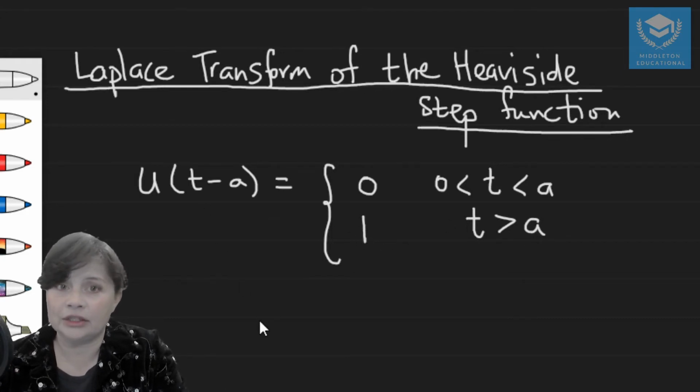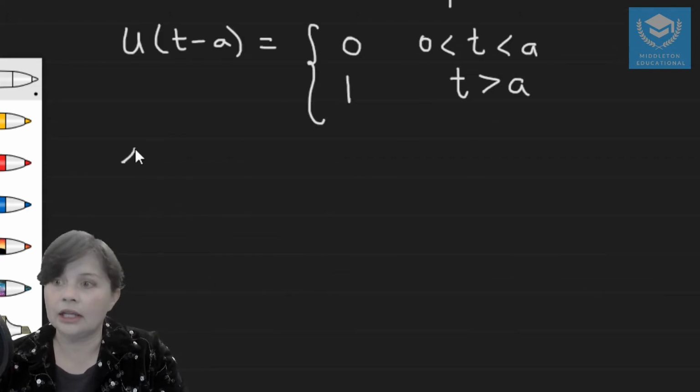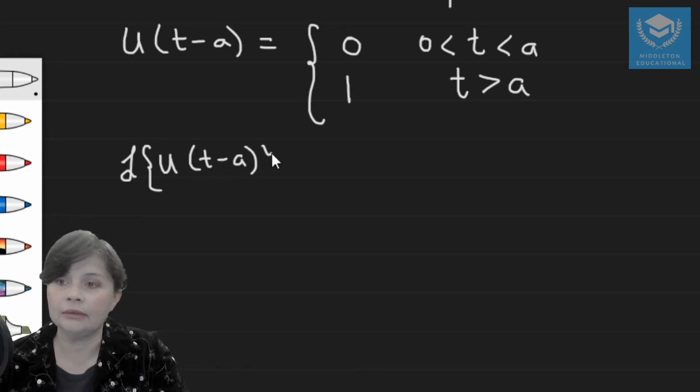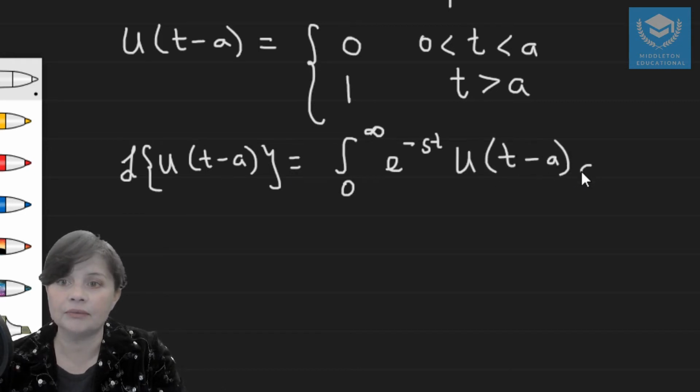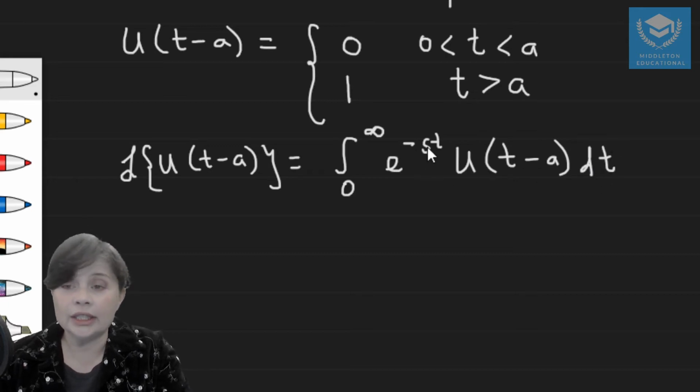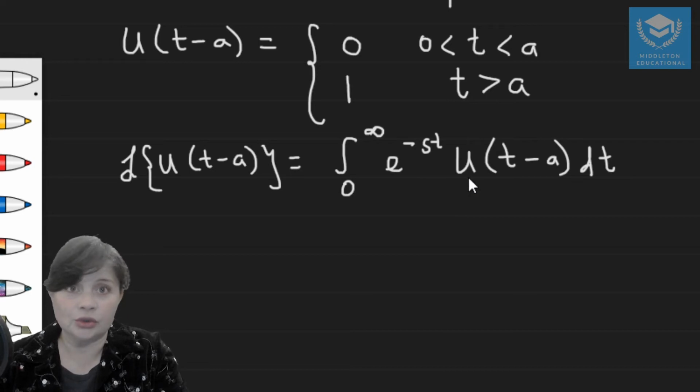So how do we find the Laplace transform of this? We take the Laplace transform of u of t minus a, and we use the definition of the Laplace transform, and that is between 0 and infinity you have e to the power minus st times the function you're taking the transform of, which in this case is u of t minus a dt. Here your s is considered to be a constant because you are integrating with respect to t. Because your function is a discontinuous one, this integral can be broken up into the two parts.